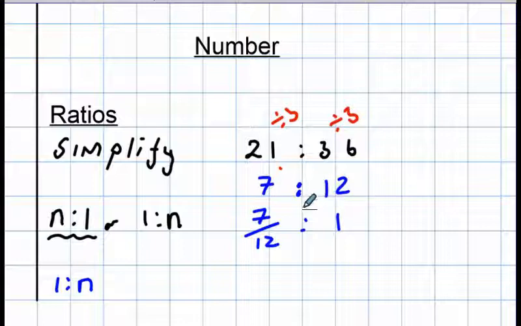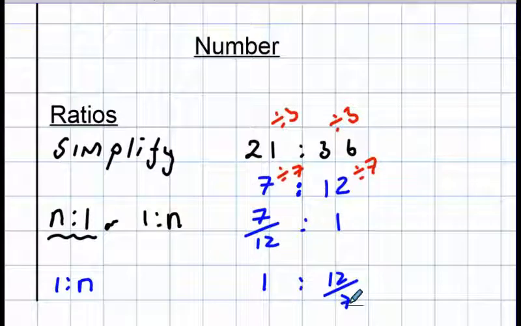So, here is the original ratio, 7 to 12. I want to turn it into the form of the number 1 to some other number. So I divide both sides by 7. So I turn the first number into 1. And we get this ratio here, 1 to 12 over 7.